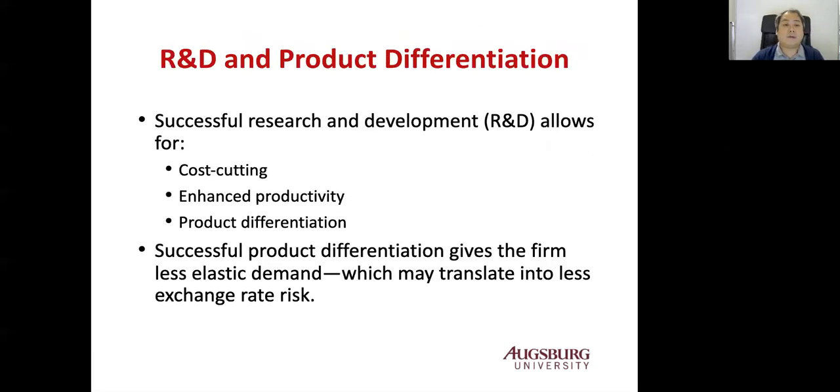R&D and product differentiation. So successful R&D basically lets you cut the cost and enhance the productivity and differentiate the products, basically. These give you a better position in the market. I believe Apple is a typical case. Samsung is probably another case too. So successful product differentiation gives the firm less elastic demand. iPhone, clearly, right? So they are not exposed that much to exchange rate risk, because they can raise the price.